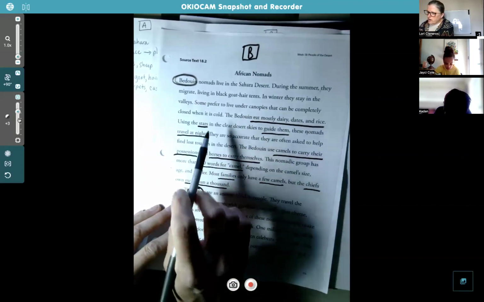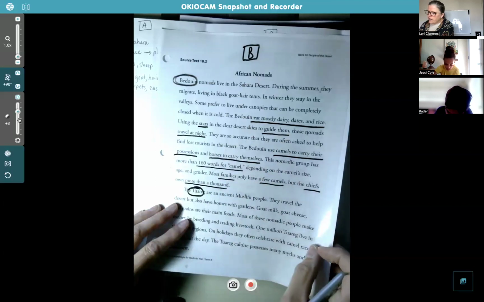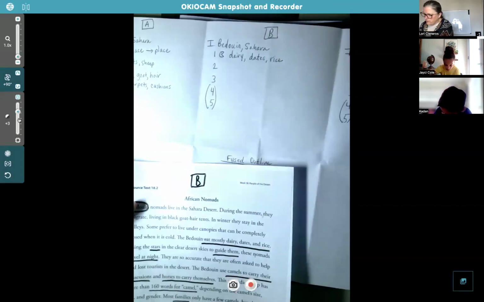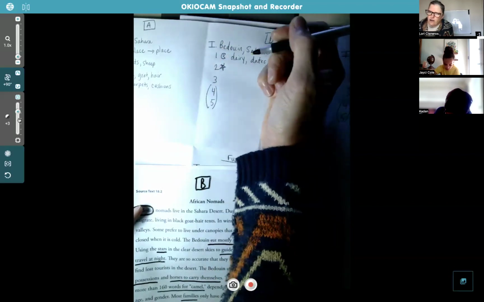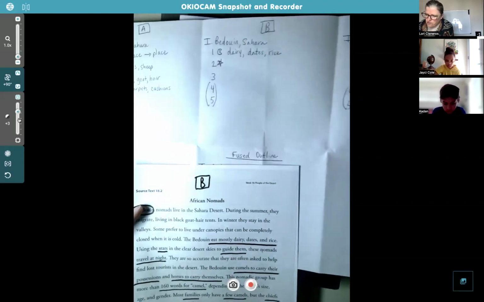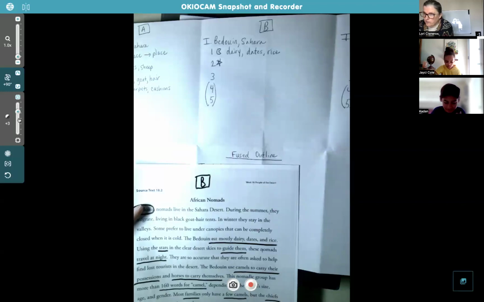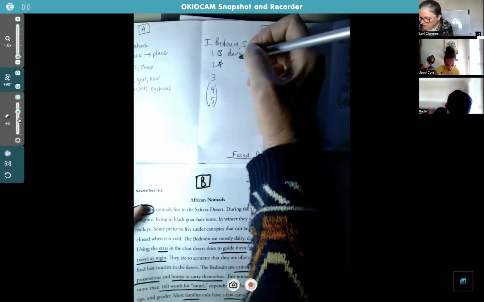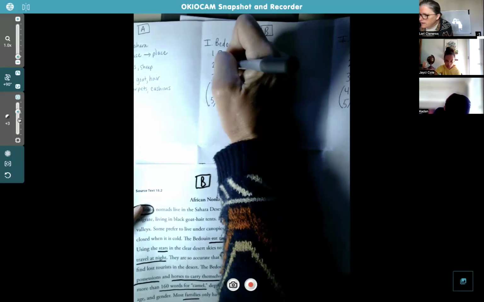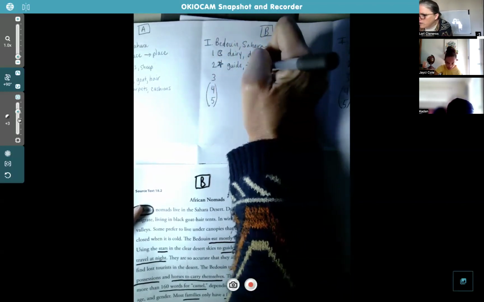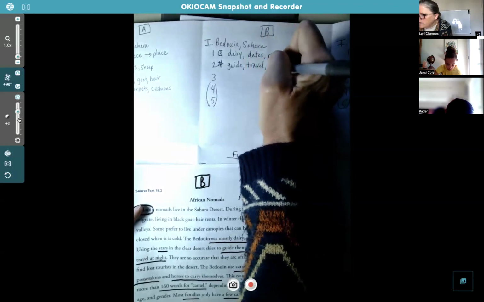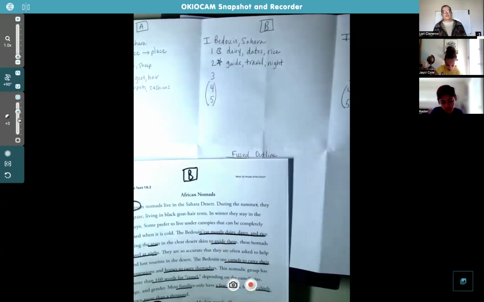Next fact was stars guide them and they travel at night. So I'm going to put a star, and you can draw a star however you draw a star. If you want to just do a plus sign with an X over the top of it, that'll work as a star. And then I'm going to put the word guide and then travel and night. If you have a different way of putting that on yours, you can change it however it makes sense to you. If you want to draw a moon for night.